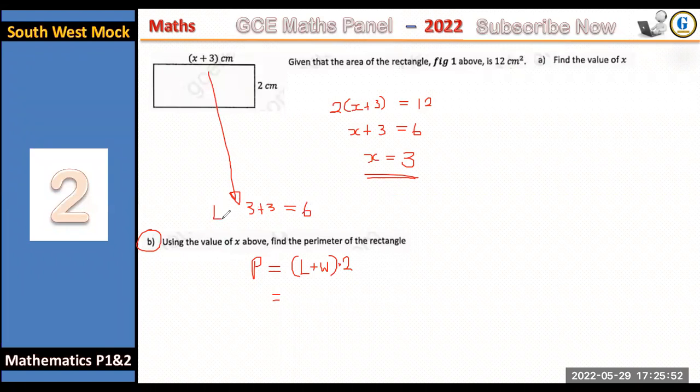Yes, sir. Because in the question I've been given that the length is x plus 3, but we know that the value of x is 3. So length is 6, while the width is 2. So this will give us 6, which is the length, plus the width, which is 2, all of that times 2. What will be our final answer? 16. All right, so that will give us 16 centimeters. So this is it for question 2. Any questions? No, sir.